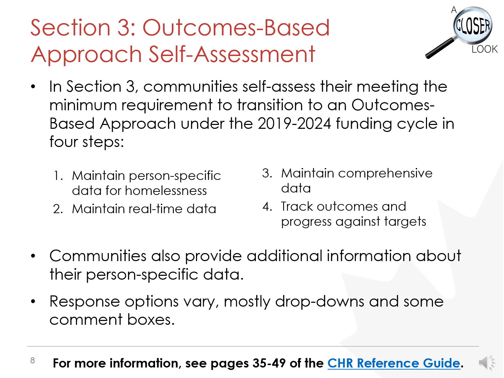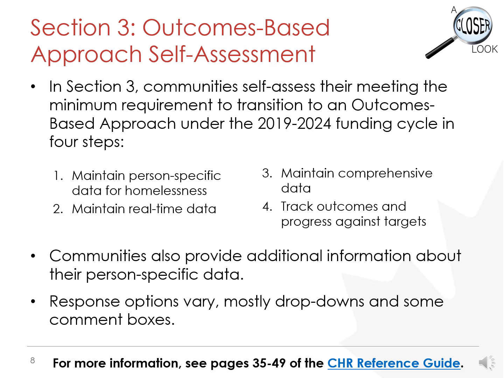In Part A, you will self-assess your progress with the minimum requirement to transition to an outcomes-based approach in 4 steps. Step 1. Maintain person-specific data for homelessness. Step 2. Maintain real-time data. Step 3. Maintain comprehensive data. And Step 4. Track outcomes and progress against targets. In Part B, you will be asked to provide additional information about your person-specific data. Most questions in Section 3 are answered with drop-downs, but there are also some comment boxes.